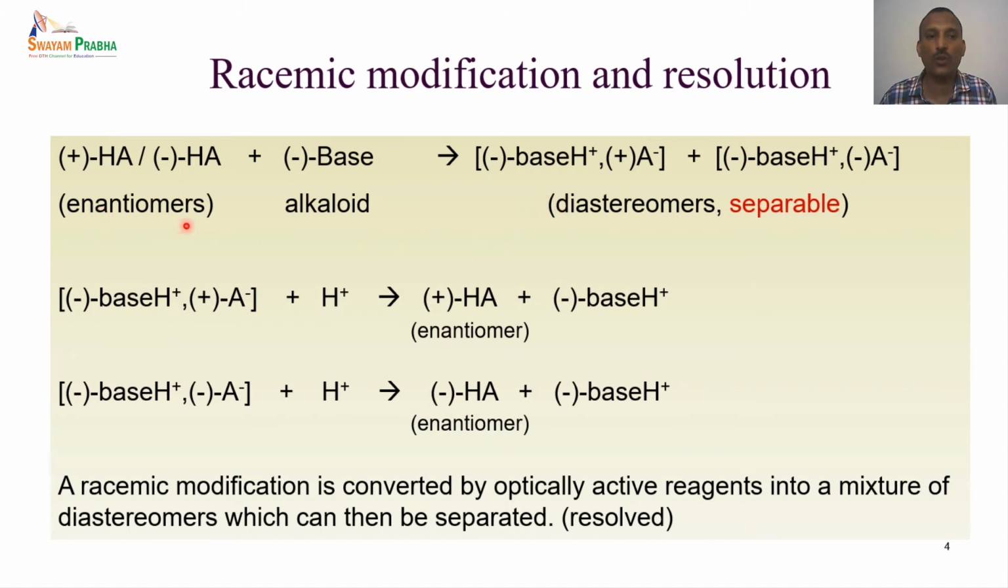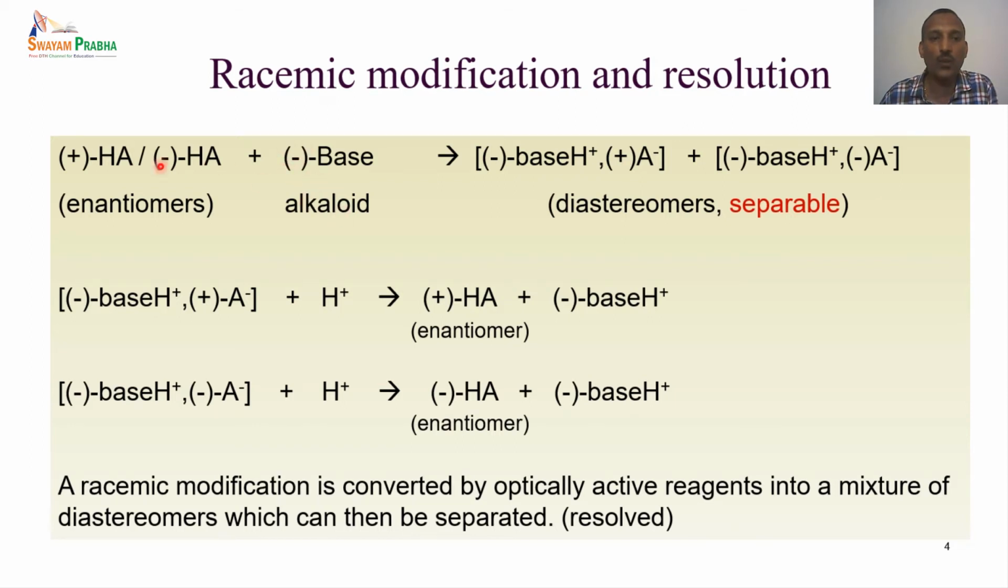Let us look at why the enantiomers cannot be separated: because they have every physical property the same, so we cannot easily separate them out. But we can separate them by converting them into different types of compounds. When an enantiomer, that is, a 1:1 mixture of HA plus and minus, is reacted with a base, in this particular case HA is an acid and the base is an alkaloid. This alkaloid is an optically active alkaloid. That is the reason we are taking one particular isomer.